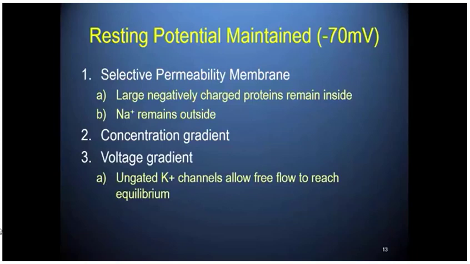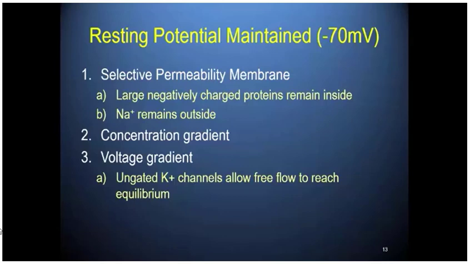Then you have the voltage gradient. One of the things that we have at present in the membrane at rest is some ungated potassium channels that allow potassium only to move in and out, back and forth. So go back to thinking about that sodium and chloride, where more of the chloride ions crossed over because of the concentration gradient and came to equilibrium there. However, the voltage gradient was not equal, so some of the chloride ions got pulled back over to the left side.